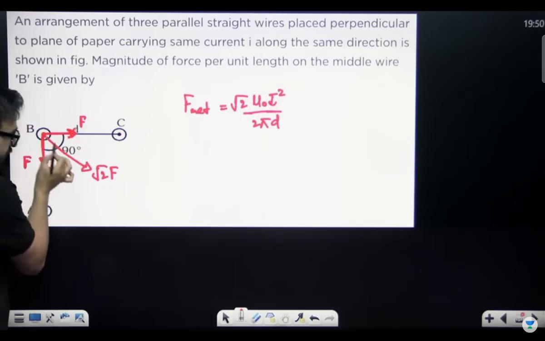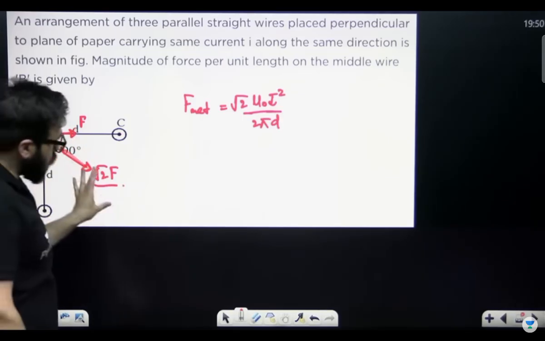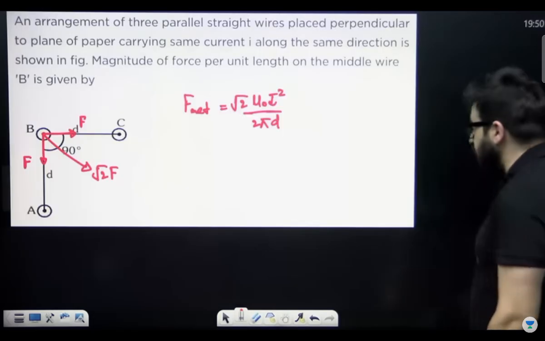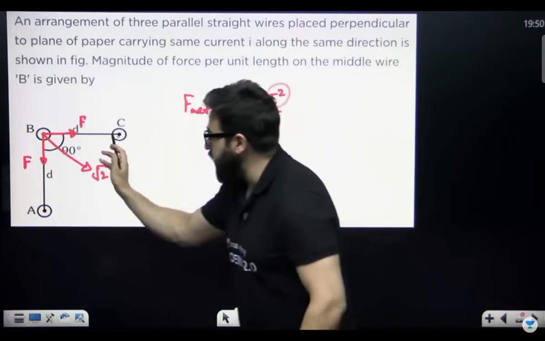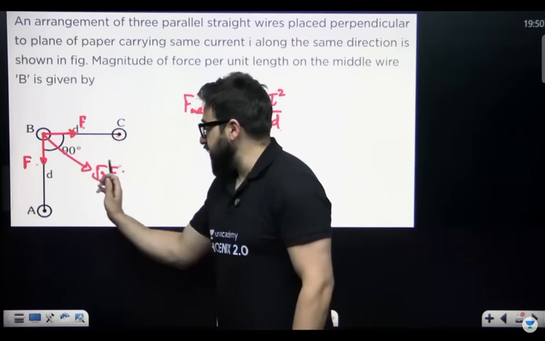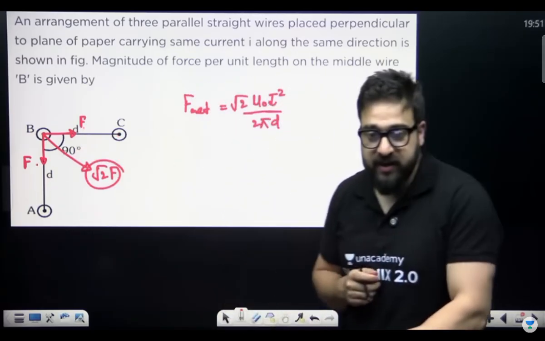Now the resultant of this F and F is going to be root 2 F. I recently told you this F will be mu naught I1 I2 divided by 2 pi r. So here it is mu naught I square, because I into I becomes I square, divided by 2 pi into d. Why? Because when you have two forces at an angle of 90 degrees, the resultant is going to be root 2 into F, my dear NEET aspirants.